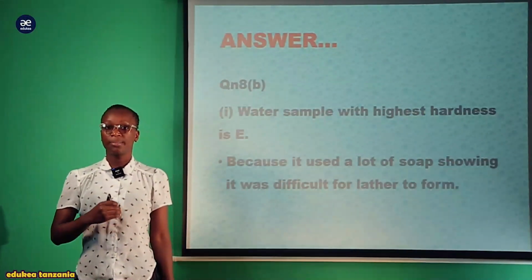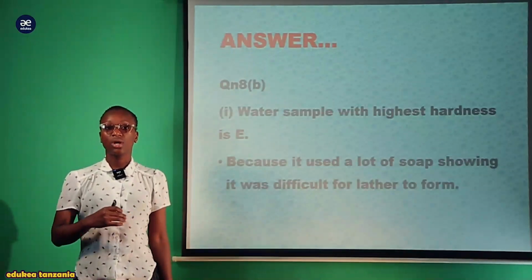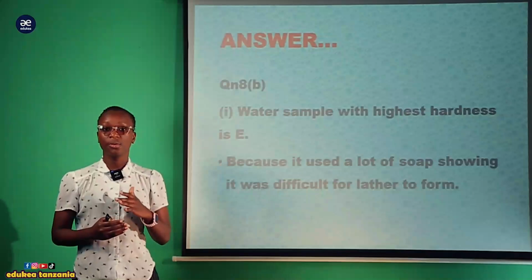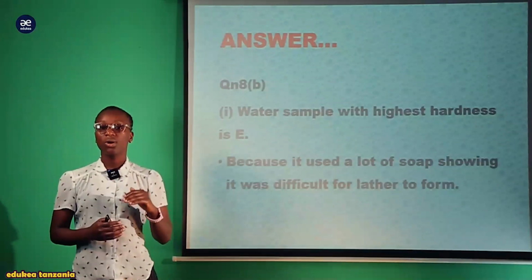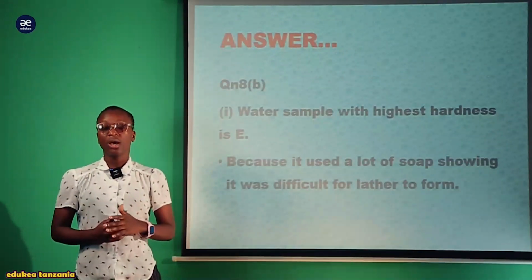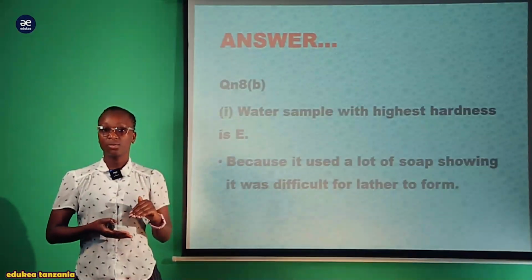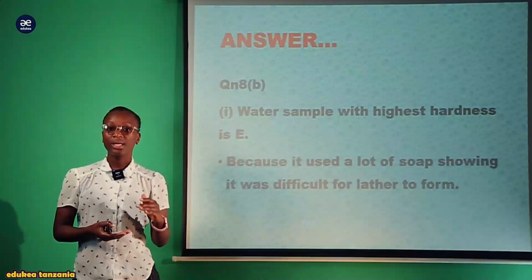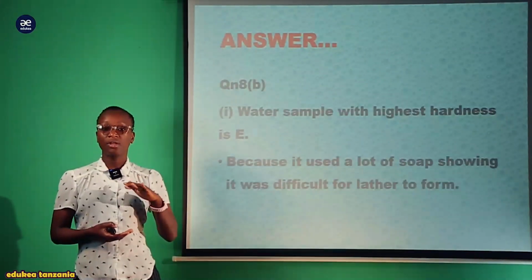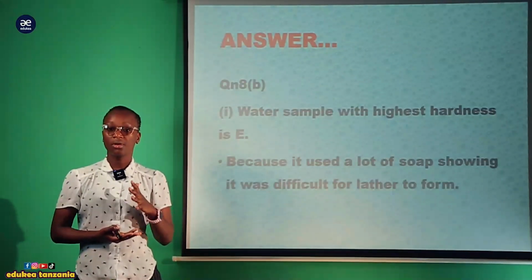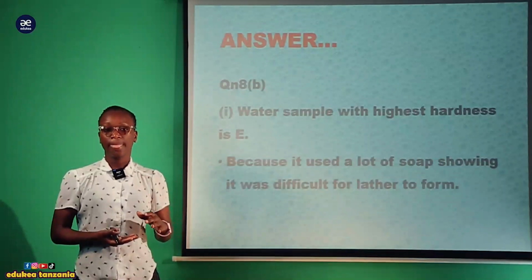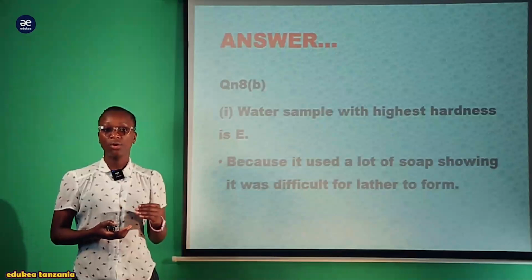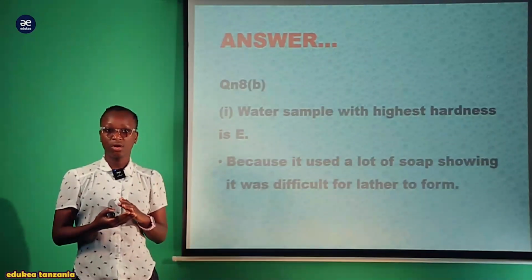In the samples, we had sample E, F and G, but we were given the volume of soap used so as to form a lather. So you want to look at whether the volume is large or small. If the volume is large, it means that the water had the highest hardness, it had a lot of salts. But if the volume of soap used is very low or optimum, it means that the sample of water is made up of low hardness, or the hardness is optimum.